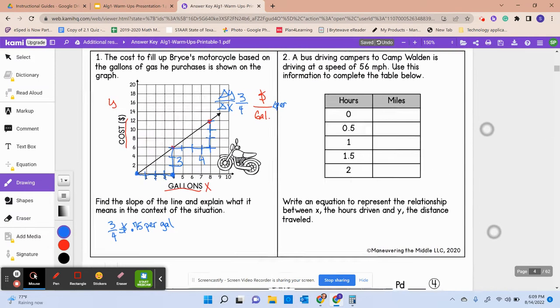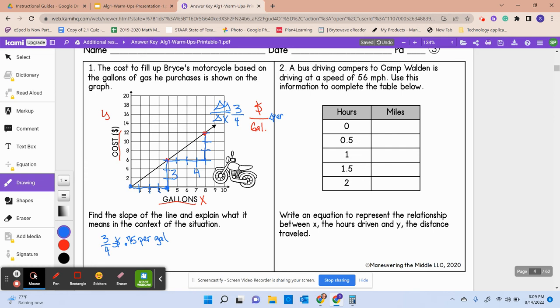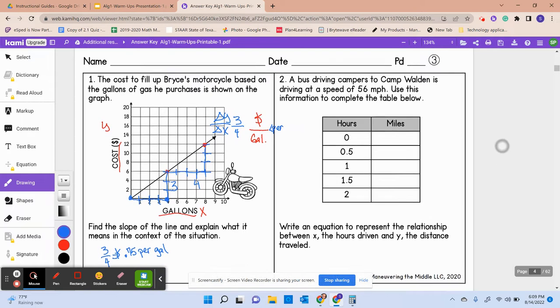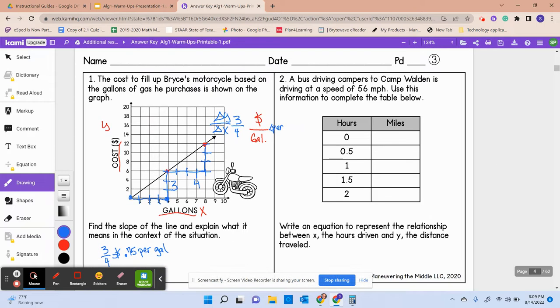So, when we start to now look at number 2, a bus driving campers to Camp Walden is driving at a speed of 56 miles per hour. Whenever I look at this information, 56 miles per hour, that's in 1 hour, 56 miles. Use this information to fill in the table and then write an equation to represent the relationship between x, the hours driven, and y, the distance traveled.